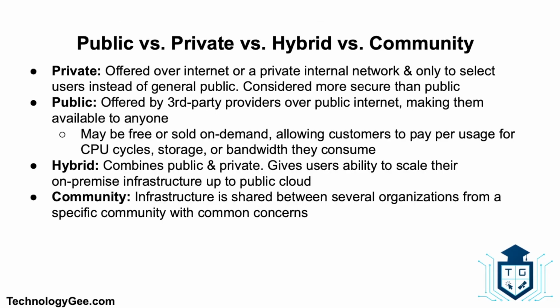Next, let's talk about cloud delivery models. So we have private cloud, public cloud, hybrid, and community clouds. So you have a private cloud. This is defined as computing services offered over the internet or a private internal network and only to select users instead of the general public. And private cloud computing is considered to be more secure than public cloud computing.